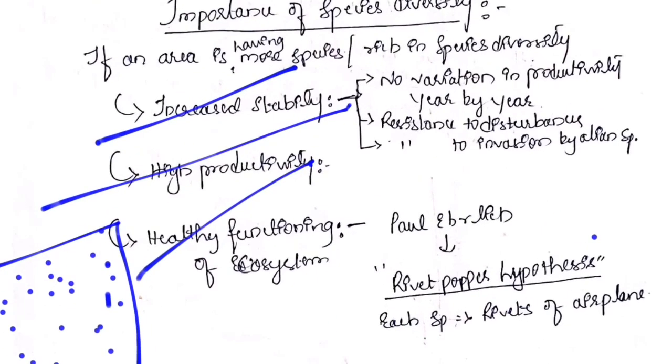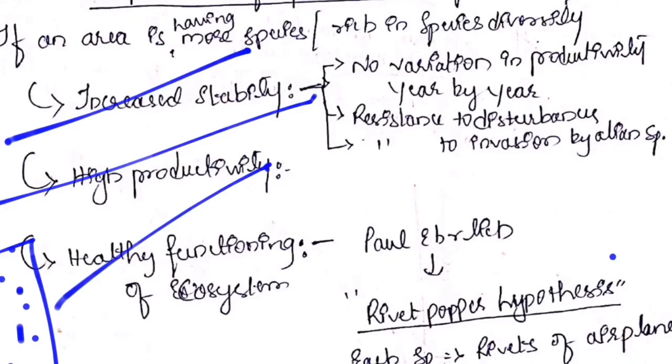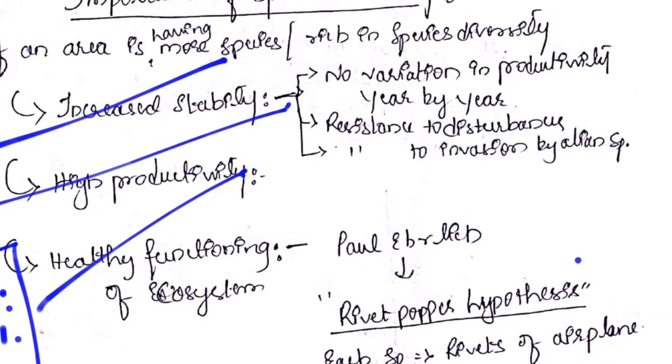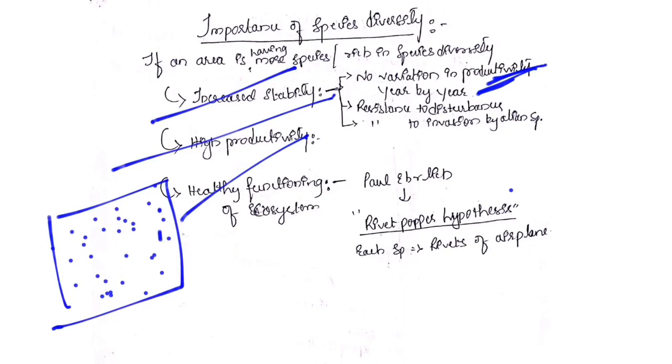Let's go with the first one, that is increased stability. How is a habitat said to be more stable? A habitat is said to be more stable only when there is no variation in the productivity year by year.